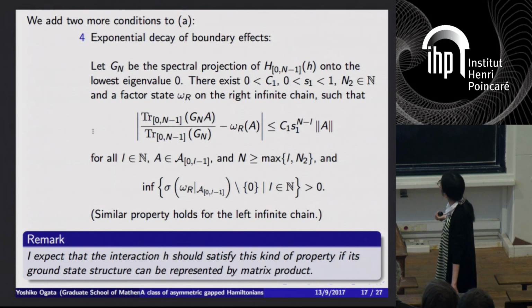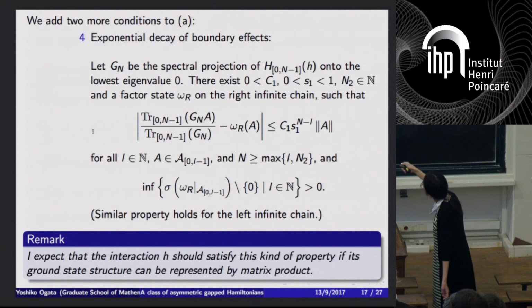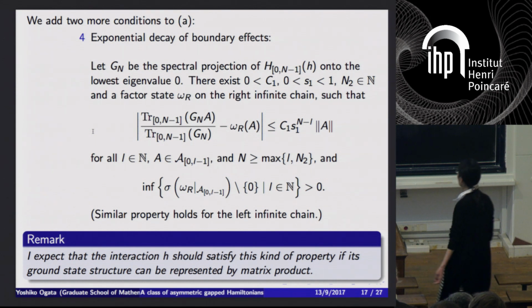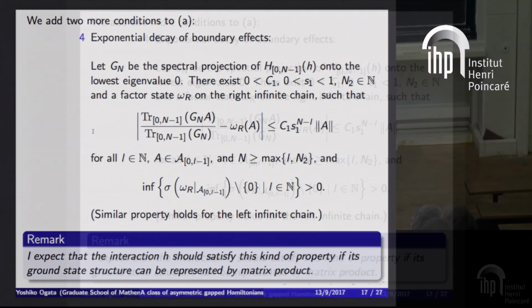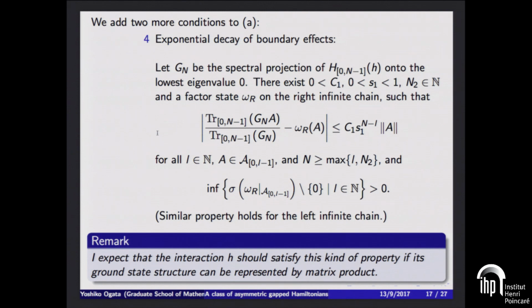Then out of this spectral projection G_n, I consider the uniform distribution over G_n. This is represented by this trace expression. And the requirement here is that this uniform distribution converges to some state on the right infinite chain exponentially fast in this sense. So I'm considering some n intervals, and I'm measuring here by A. And actually there is another edge, but as we are localized here, we don't notice the existence of this edge too much. And that is the requirement.